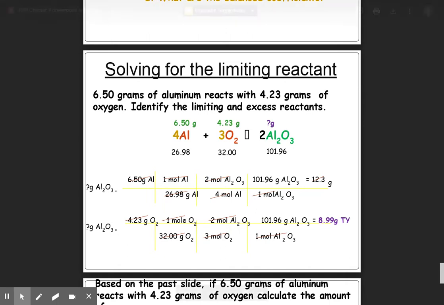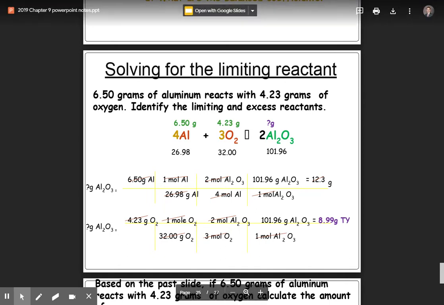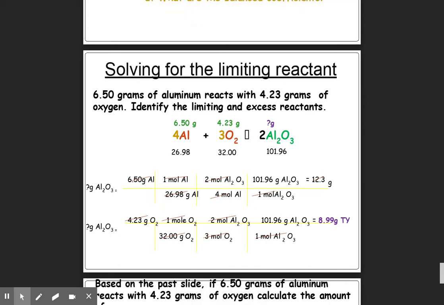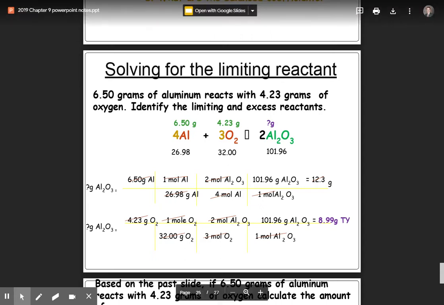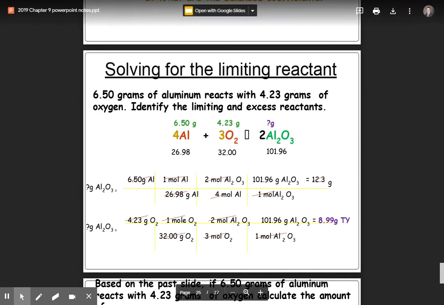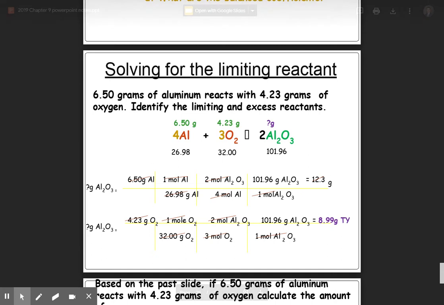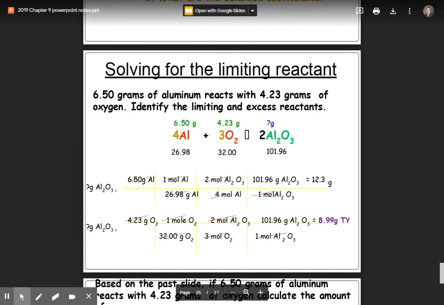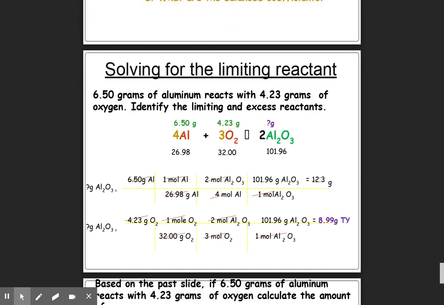Then you also perform the calculation with oxygen. You convert from grams of oxygen to moles of oxygen, moles of oxygen to moles of Al2O3, moles of Al2O3 to grams of Al2O3, and got 8.99 grams. So now you're saying if oxygen limits me, if I run out of oxygen, then I can produce 8.99 grams of product. And that should be a reaction arrow. I'm not sure why I printed the box, sorry about that.